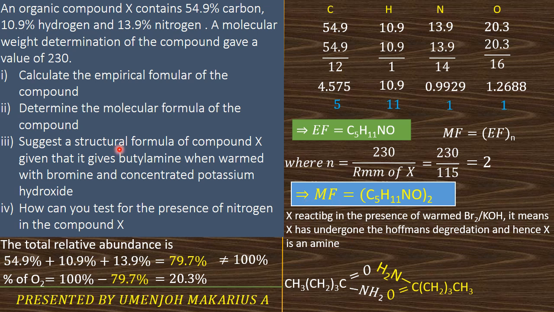So friends, try to get the clue from the question, okay? The clue to this question is that our compound has given butylamine when warmed with bromine and potassium hydroxide. So you should know that it has simply passed through the Hofmann's degradation. In Hofmann's degradation, one carbon atom gets reduced, and it takes place only with amides, and it gives you the corresponding amine with one carbon less than the amide you used initially.